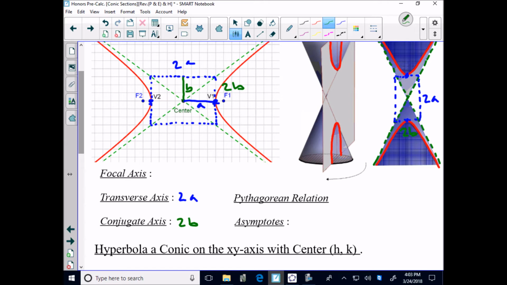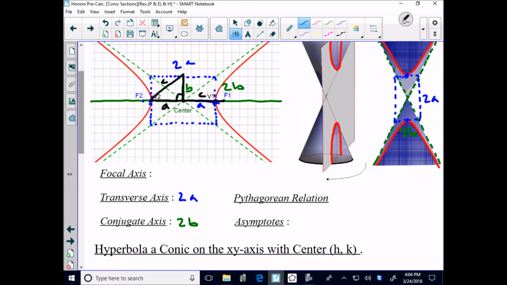All right, so right here, we would say, of course, that the focal axis is the line that goes through the foci. And in general, what we can say is that just like an ellipse, we have a Pythagorean relation for the hyperbola. And the Pythagorean relation for the hyperbola goes like this. Within the box that defines our diagonal asymptotes, we can get a right triangle right here, where the two shorter sides are b and a, and the hypotenuse of the right triangle is going to be the length c, which is actually also the length from the center of our box to the foci.